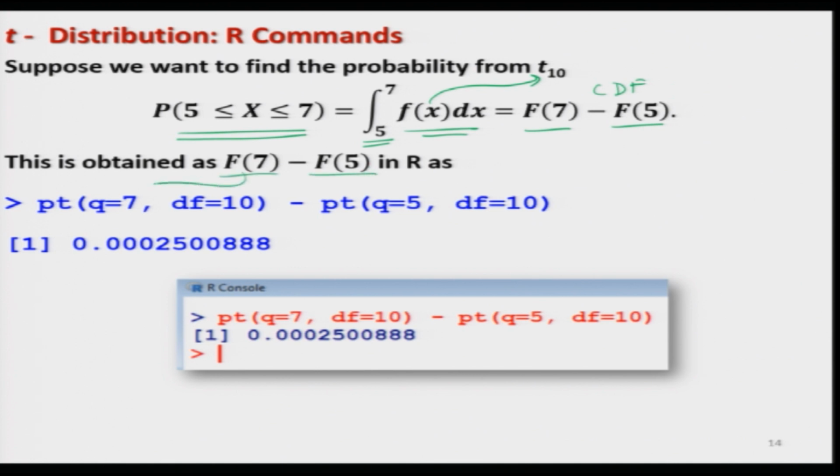F7 can be computed by the command pt with q equal to 7 and df equal to 10, and F5 can be computed by pt with q equal to 5 and df equal to 10. If you try to solve it in the R console, you will get this value, and this is the screenshot.